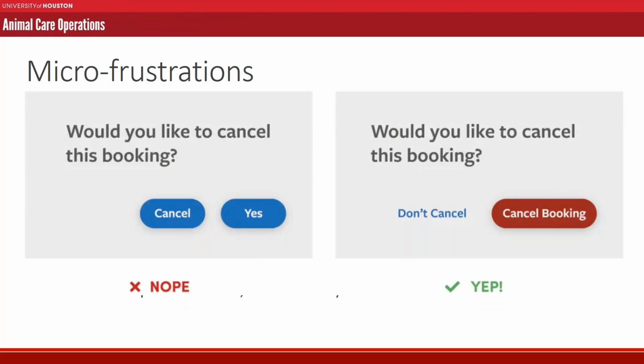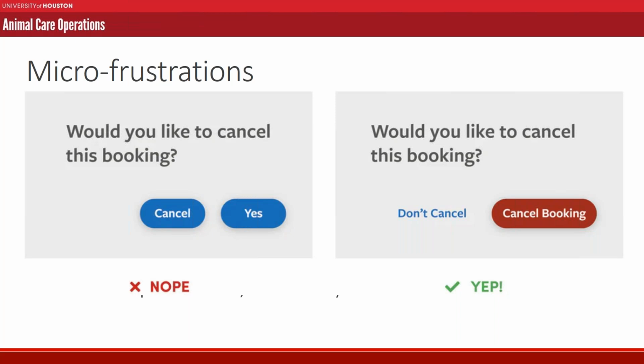Here's an example. Would you like to cancel this booking? This is really from the computer programming industry. You have a 50-50 chance at this. Would you like to cancel the booking? Sure, cancel that, or maybe yes, or maybe just cancel. But if you look on the right, here's a better example. Do you want to cancel this booking? Don't cancel, or cancel the booking. Just a small clarification of the notations allows clarity of thought, clarity of purpose, and it removes a lot of frustration in this area.